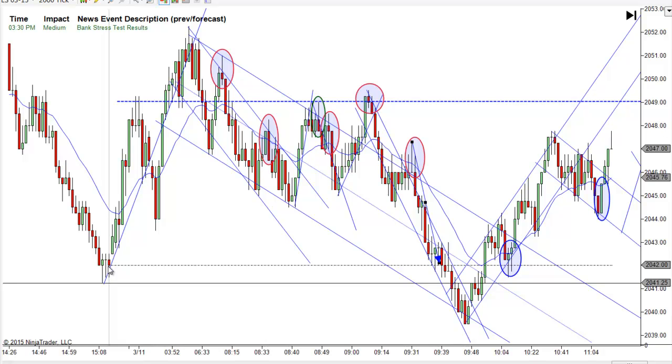And that would probably be a good place to exit if you just want to try to get as much of this move as you can. Turns out it went much further, so that's the danger of trying to guess where to exit. But generally those measured moves are going to be pretty close.